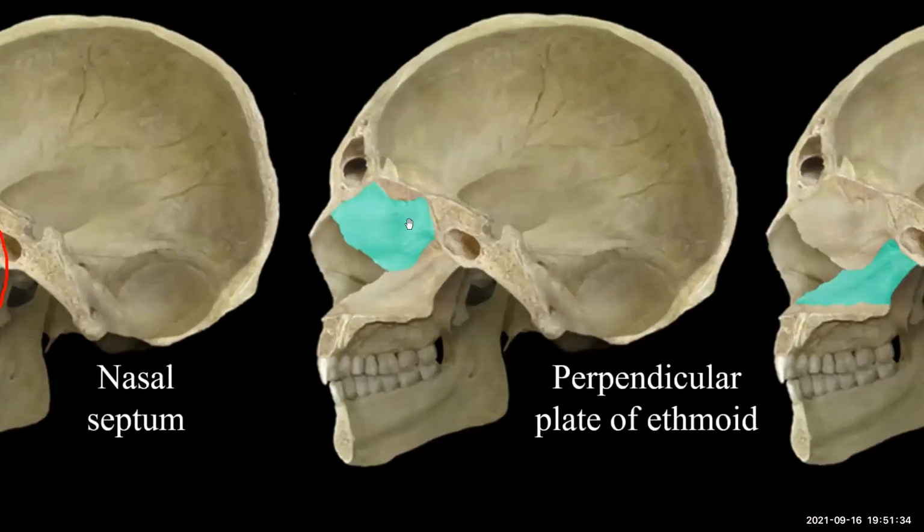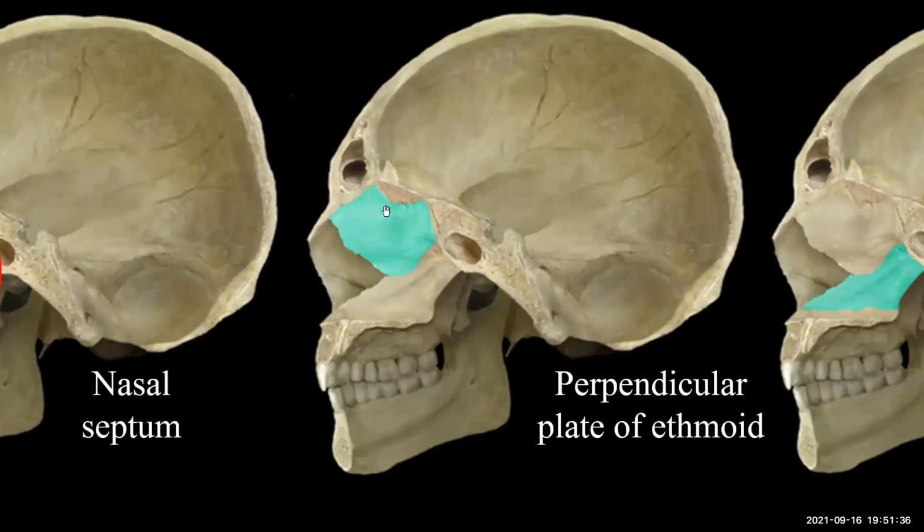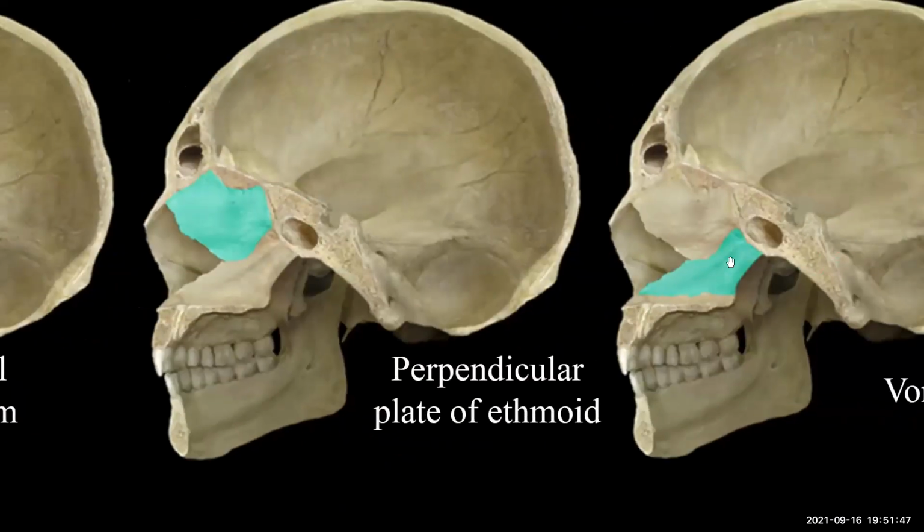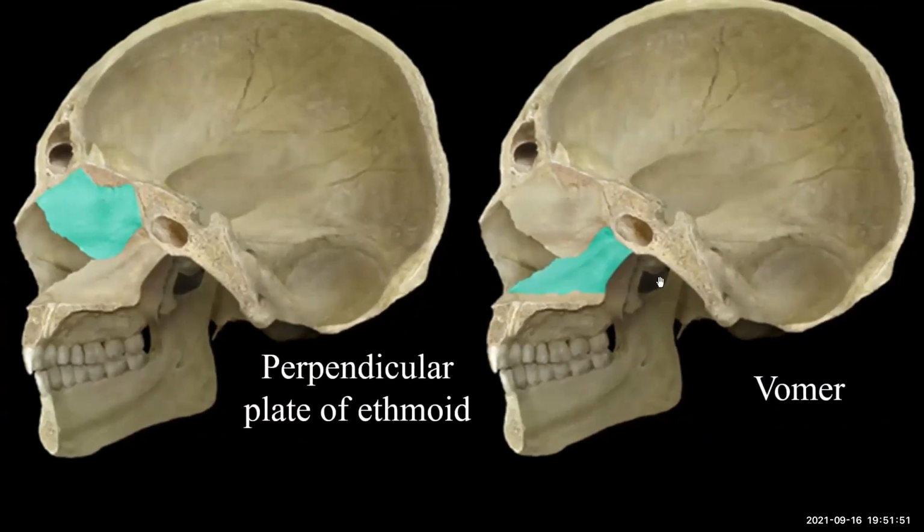Okay. So here you can see, here is the ethmoid, the perpendicular plate of the ethmoid that makes up the posterior superior portion of the bony nasal septum. And then just below it is the vomer. And that makes up the inferior posterior portion of the bony nasal septum.